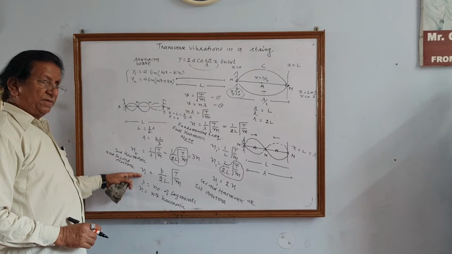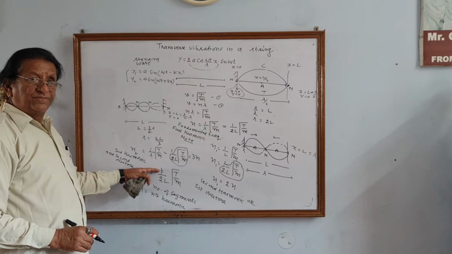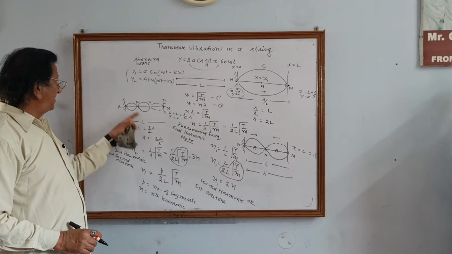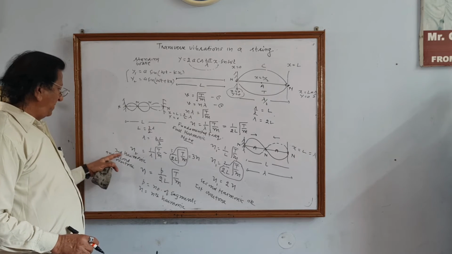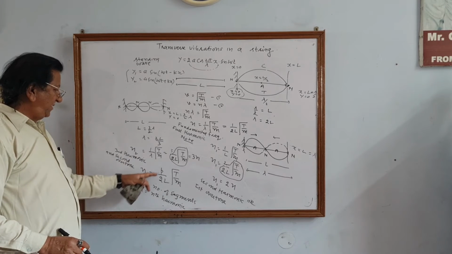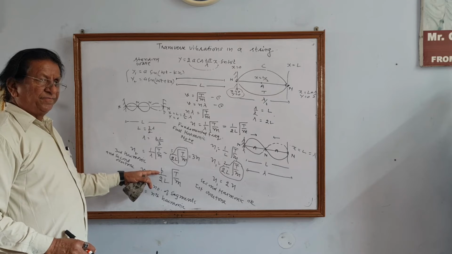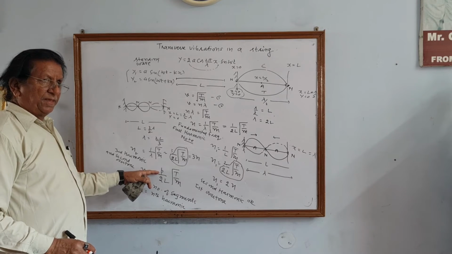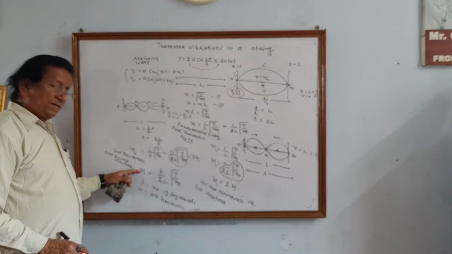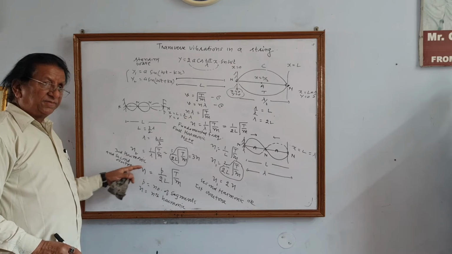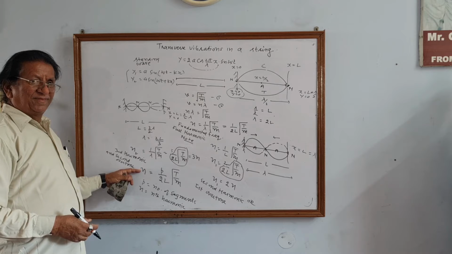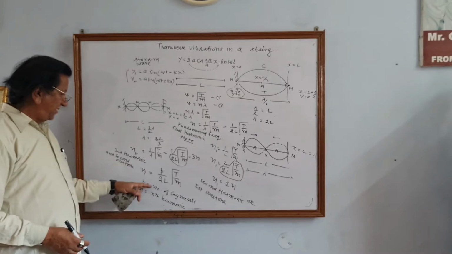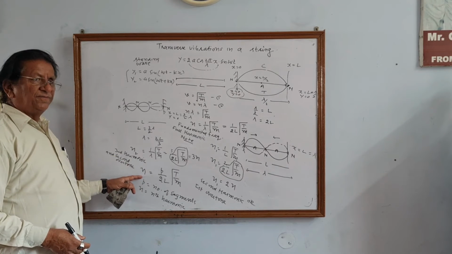nth harmonic will depend upon number of segment. If there are 3 segments, then this will be third harmonic. P will be 3, number of segment will be 3. Okay, and if you express number of segment in terms of overtone, if it is third harmonic, it is second overtone, one less.